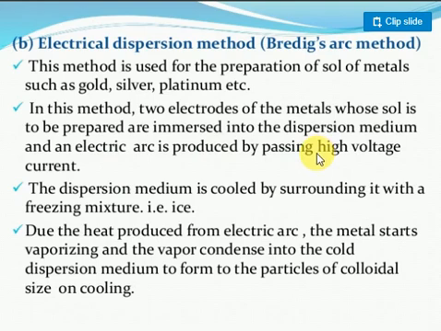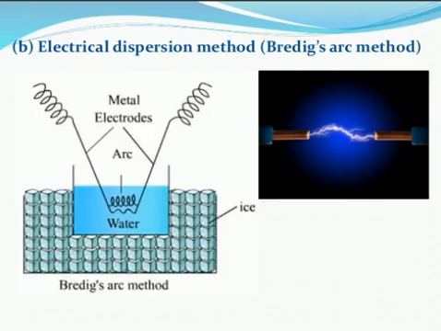If you look at the diagram, you will get clarity. Just imagine, students, this is the Bredig's arc method. Here there will be a coolant, nothing but an ice bath, and one beaker. In the beaker they place the colloidal solution, and two electrodes are placed, one positive and one negative. When they pass electricity, an arc is generated. Because of this arc, what happens?